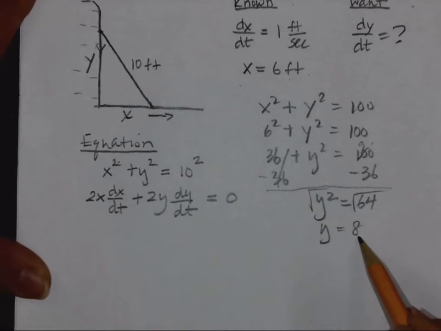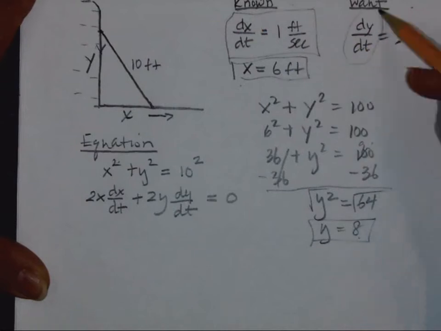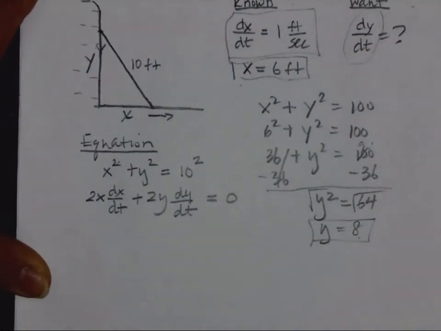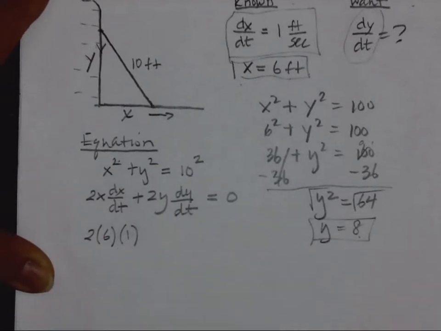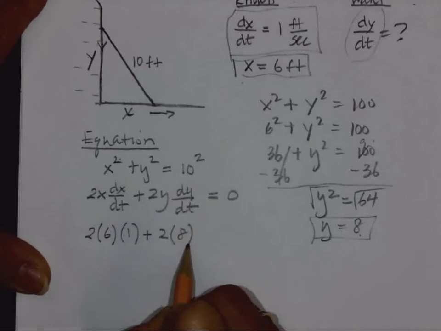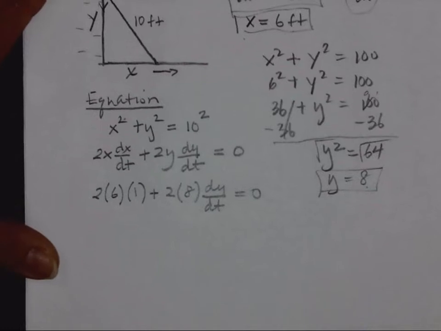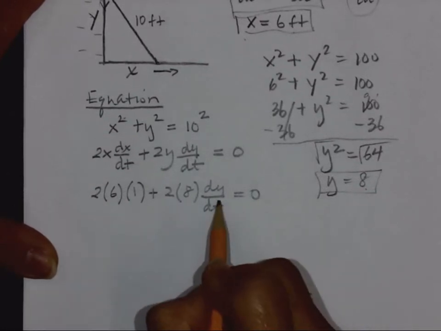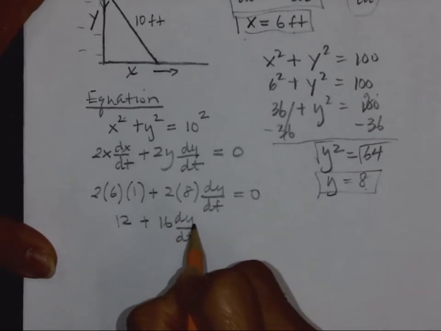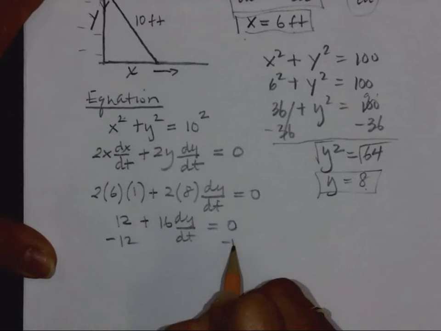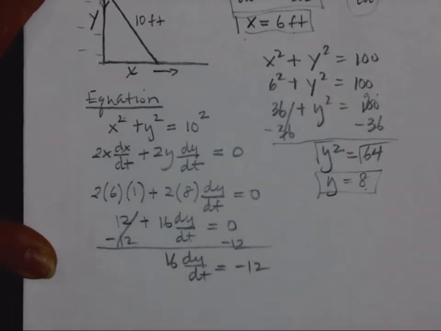So now we know our y, we know our x, we know our dx/dt, we're going to solve for dy/dt. So let's plug it in. So this will be 2 times 6 times 1, because that's my dx/dt, plus 2 times 8 times dy/dt is equal to 0. Now we're going to solve for dy/dt. So this is 12 plus 16 dy/dt is equal to 0. Subtract 12. So then 16 dy/dt is equal to negative 12.